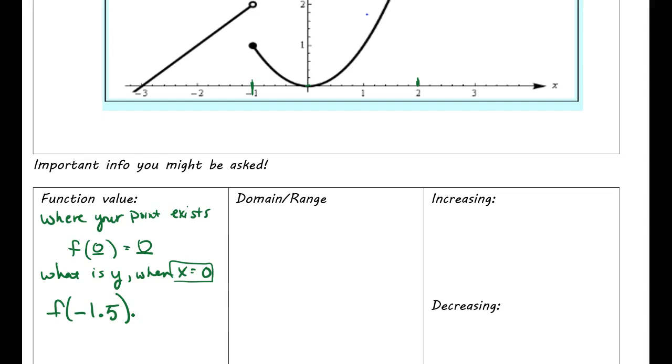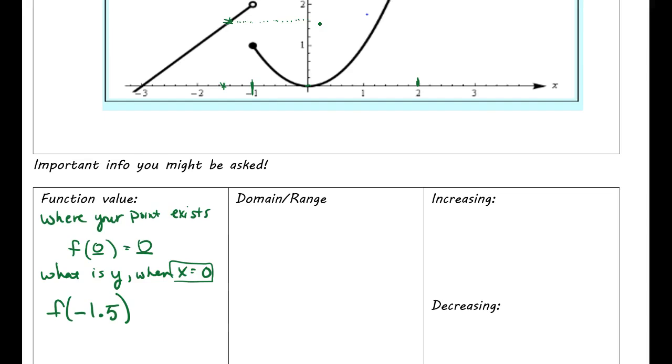F of negative 1.5. If somebody asked me for f of negative 1.5 and you wanted to do the graphical approach, you would come over to negative 1.5 on the x, which is about right here. Then you would go up to your graph, which is about right here. And then you'd have to look over and ask yourself, what is the y value there? I don't know. It looks like a little past 1.5, but it's hard to tell.